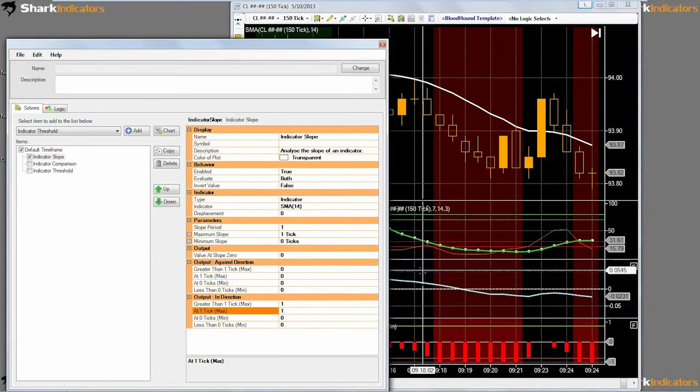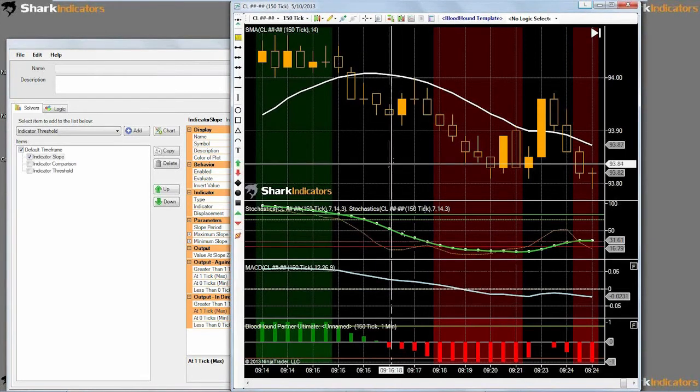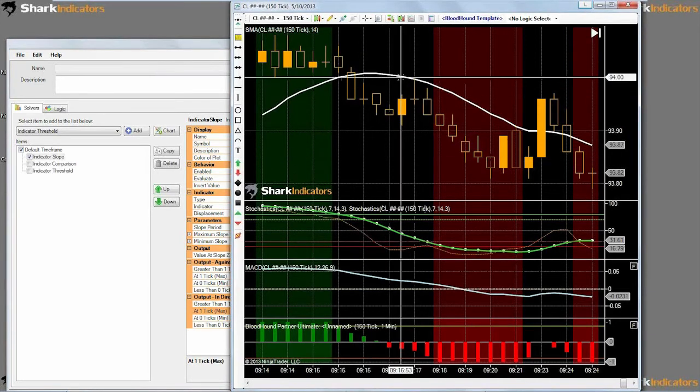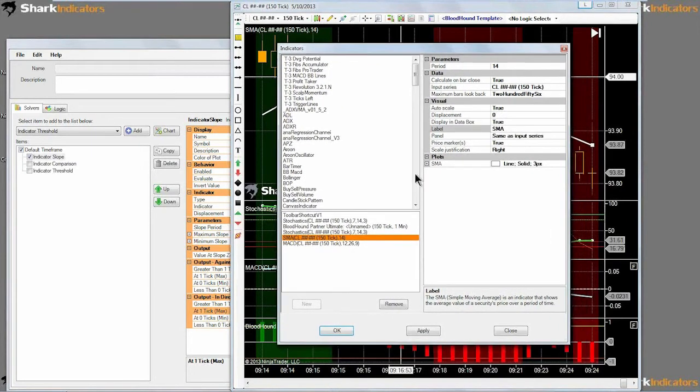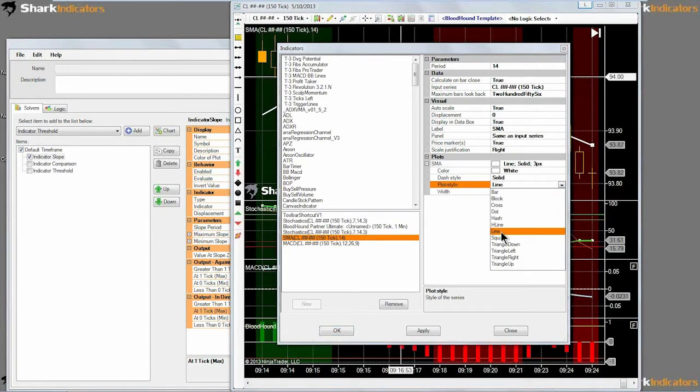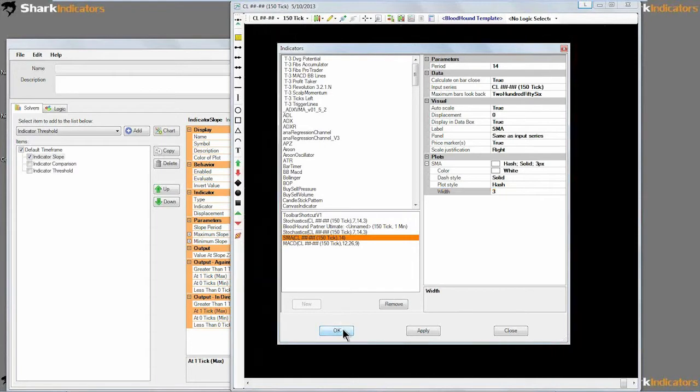If we look at this on the chart, I'm going to change the plot style here because it makes it a little easier to see visually if I change this to the hash. And yeah, I'll leave that at 3.